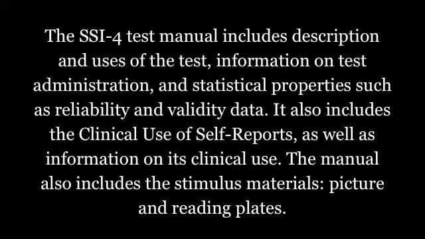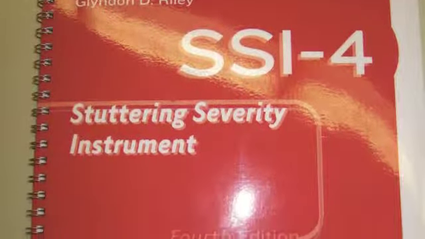The SSI-4 test manual includes a description and uses of the test, information on test administration, and statistical properties such as reliability and validity data. It also includes the clinical use of self-reports, as well as information on its clinical use. The manual also includes the stimulus materials, picture and reading plates.